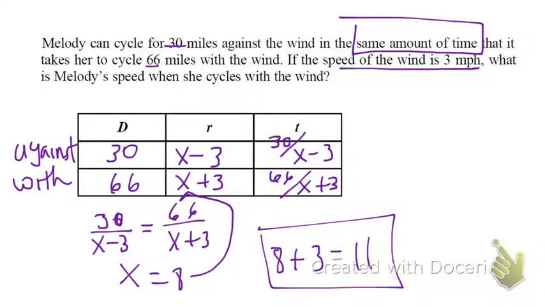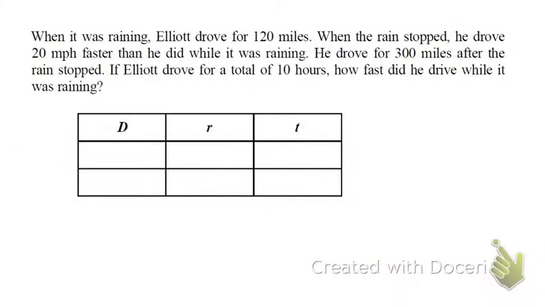Our next one is Elliot, I think. Okay, so here we have a situation where Elliot is in, I'm assuming his car, okay? And it is raining, okay? So he's driving. They tell you, how far did he drive while it was raining? 120 miles while it was raining, okay? And then the rain stopped.